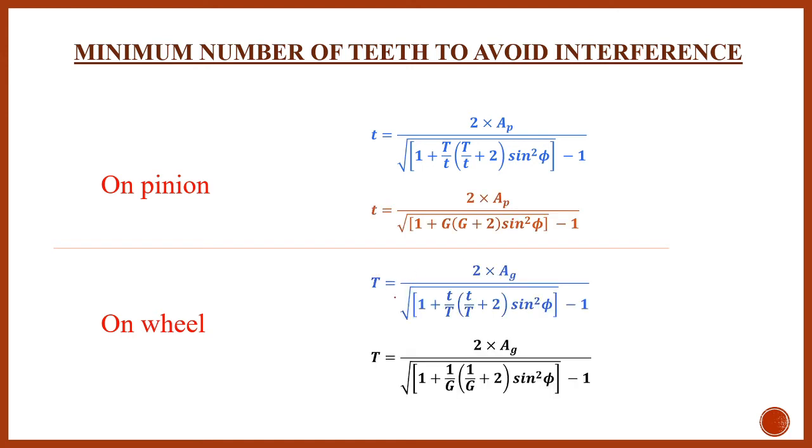Again, this is for the gear. Just consider this as a gear. Sometimes the gear is also referred to as a wheel. Twice Ag upon square root of 1 plus 1 upon G into bracket 1 upon G plus 2 into sin square phi minus 1.